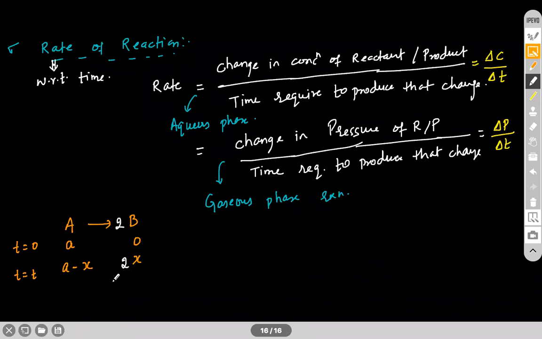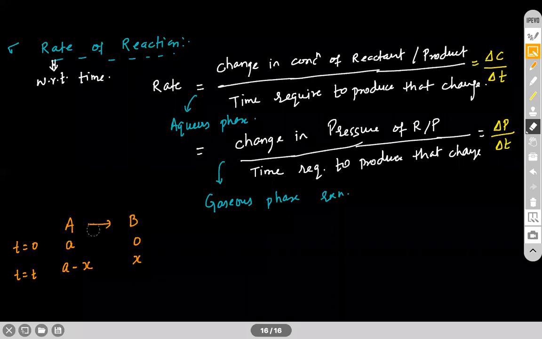Did you understand? So molar ratio will follow. I have taken here 1 mole of each. That's why 1 mole gives 1. So X mole gives X.